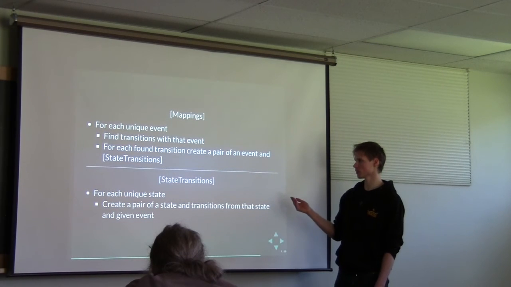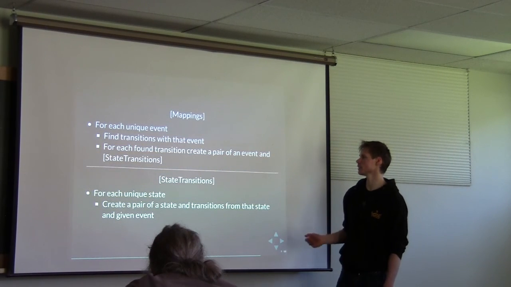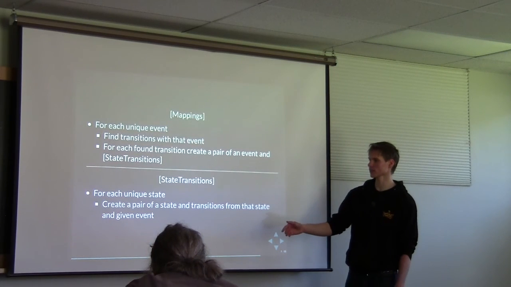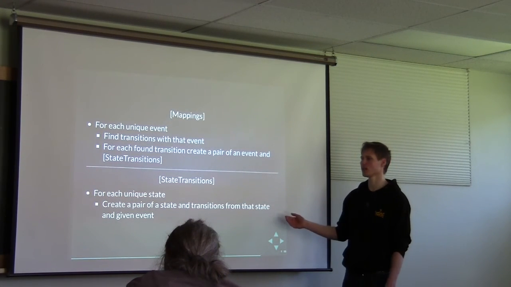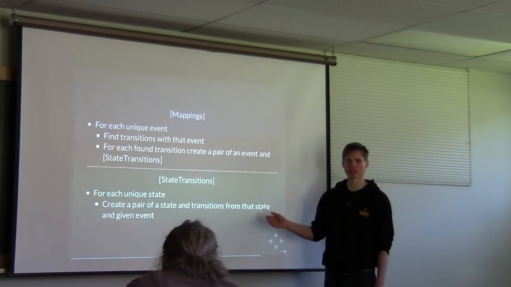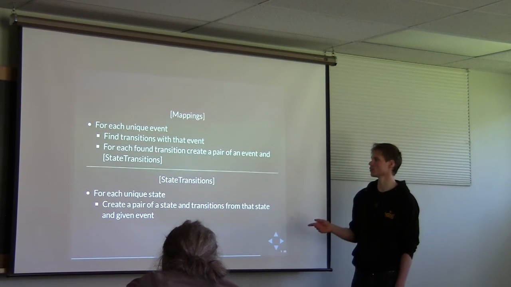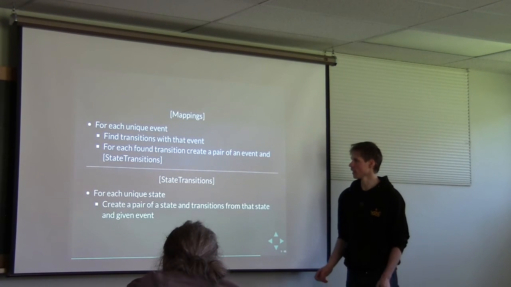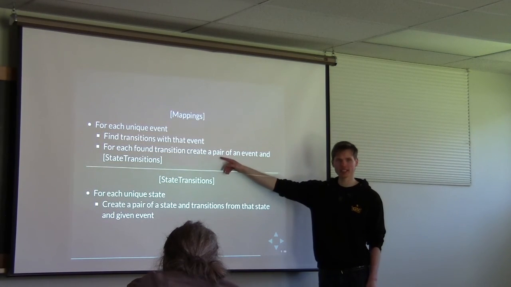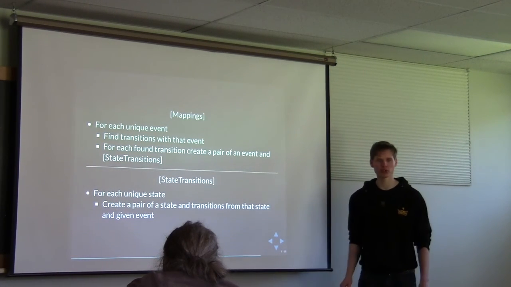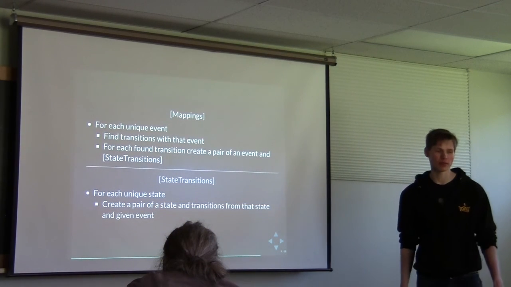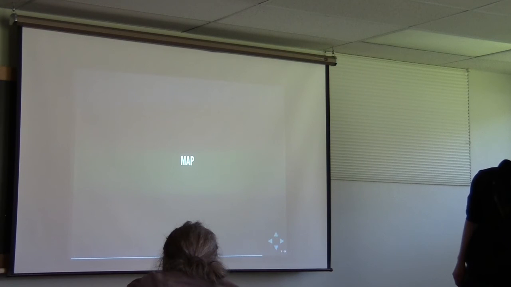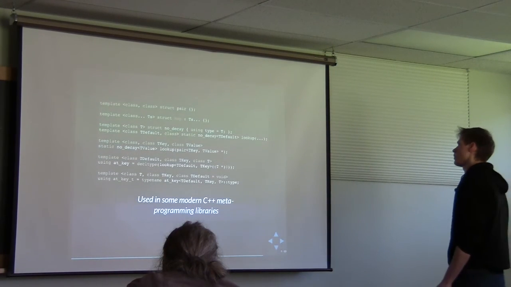We find the transitions for the current event, and for each transition, create a pair of the event and the state transition. The state transition is the list of transitions for the current state which we are trying to find. And the main key here is a pair, because this way we can use a compile-time map, which is another trick that will give us quick compilation times.